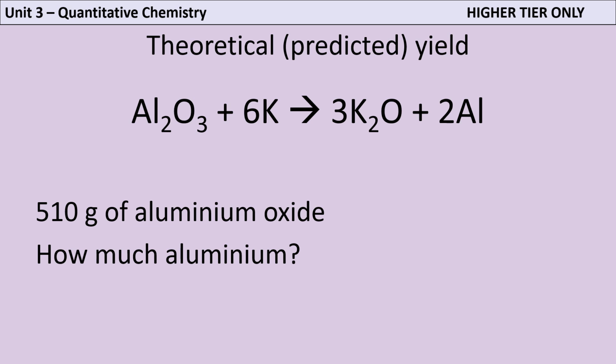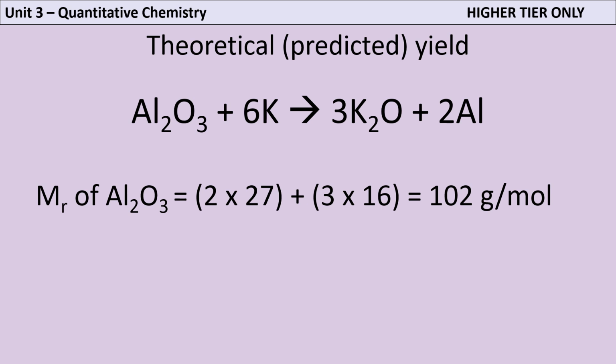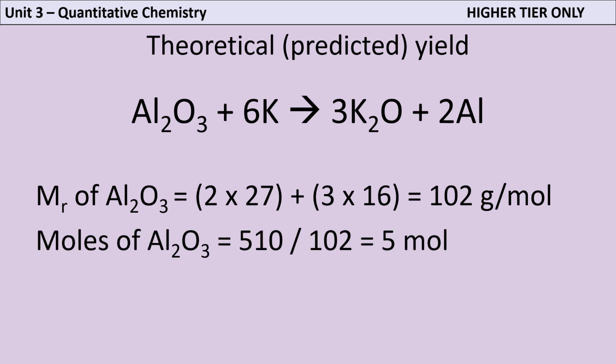If I've got 510 grams of aluminium oxide, how much aluminium can I make? My first step is to figure out how many moles of aluminium oxide do I have. I'm going to use my mass is Mr mole equation, but to use that I need the Mr, the relative formula mass. So I'm going to calculate that the relative formula mass of aluminium oxide is 102 grams per mole. I can then put that together with the fact that I was told that I had 510 grams. So 510 divided by 102 tells me I actually have 5 moles.